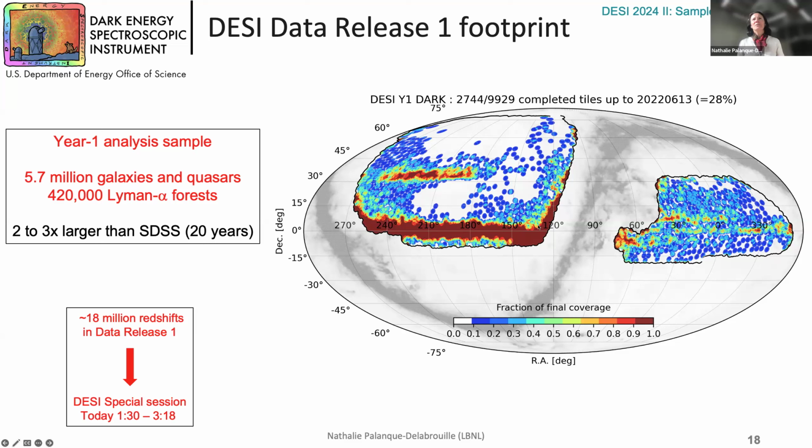It was mostly located around the equatorial region, as you can see here, but we have 2 footprints, one in the North Galactic Cap and one in the South Galactic Cap. And I want to highlight that the first public release of this data will be happening in a few hours from now, and this will be presented in the special session today at 1:30 by a talk from John Mustakas.